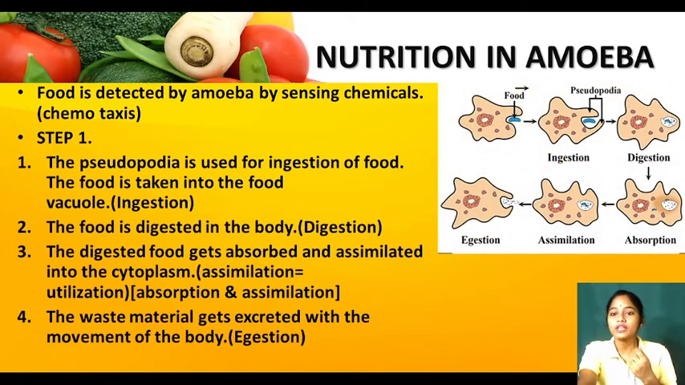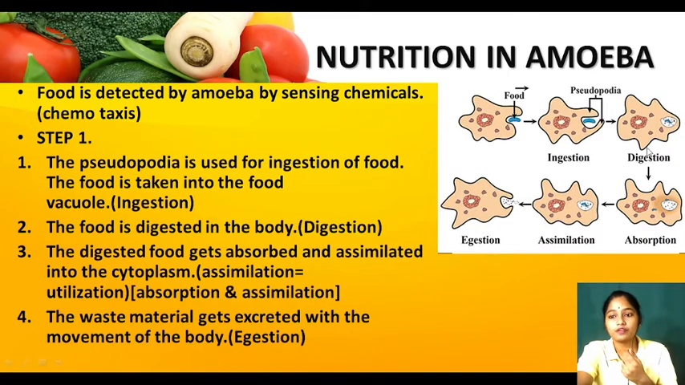See, this is the food material. Okay, by chemotaxis, by chemical sensing, the amoeba knows that, oh, here is the food. So what will happen? It will increase its pseudopodia. The pseudopodia will develop, will increase, and it will capture the food inside the food vacuole. Can you see? It is inside the food vacuole.